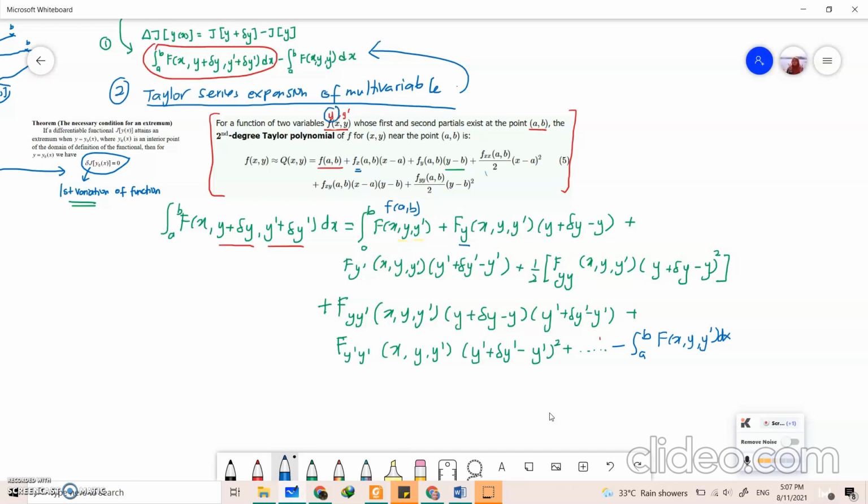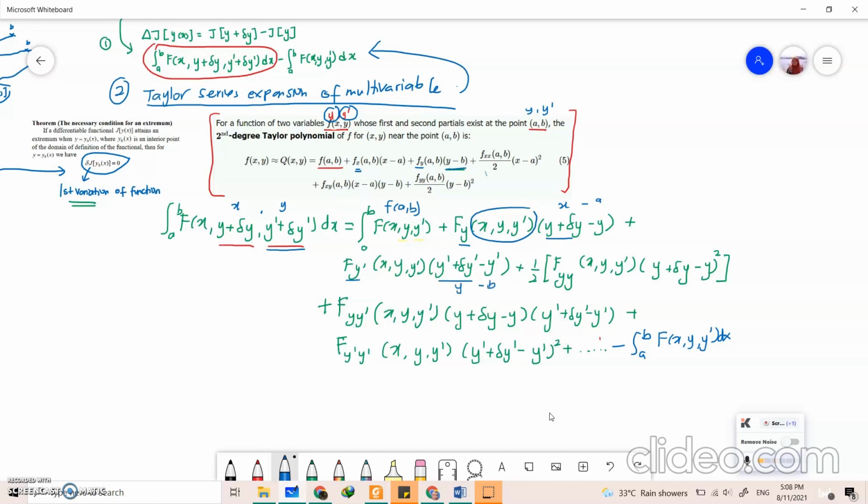f_y(a, b) is the original part of the functional. Now x minus a. Looking at this, your x is y plus delta y, so y plus delta y minus a, where a is your y and b is your y prime. So x minus a is delta y. The next one is f_y(a, b)(y minus b), where your y is y prime. So f_y prime, and then (y minus b), with y being y prime plus delta y prime. So this is y minus b.